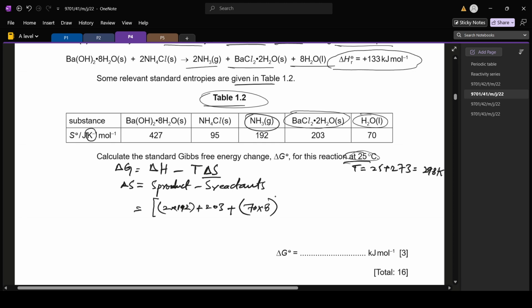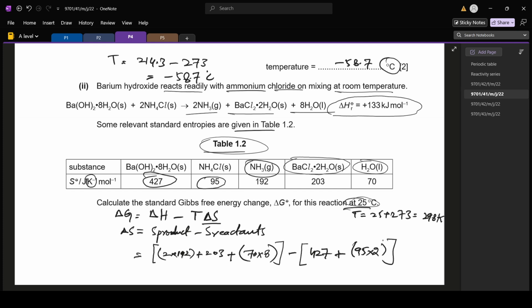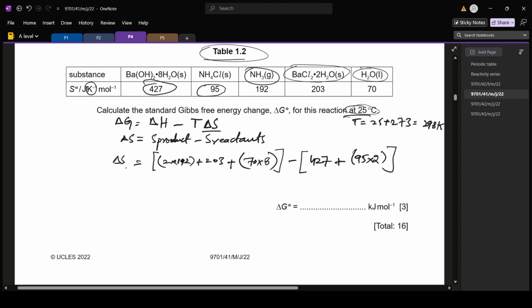Minus the reactants: we have the hydrated barium hydroxide, which has an entropy of 427, plus ammonium chloride, which has an entropy of 95 and has 2 moles. From here you will get the value of the entropy change, and this is going to be 530.